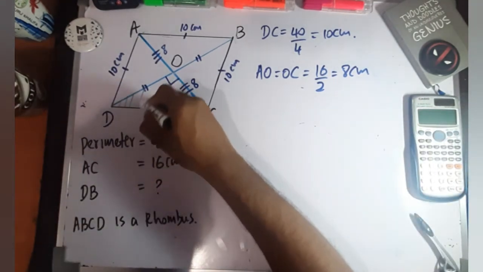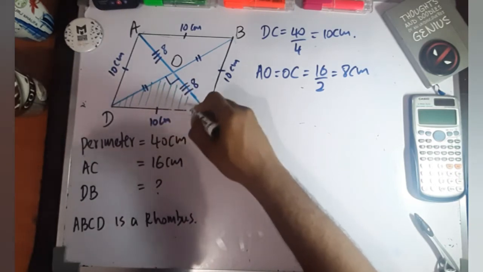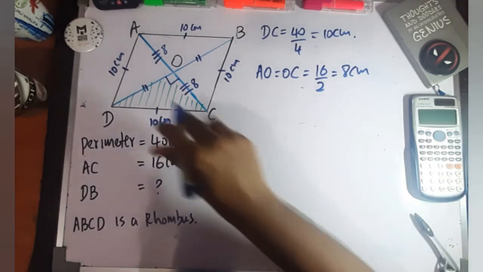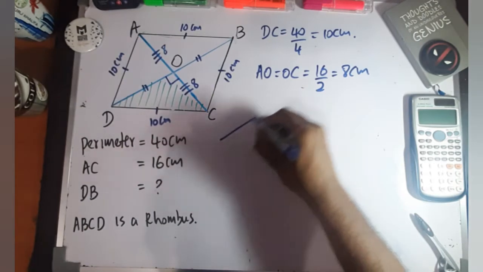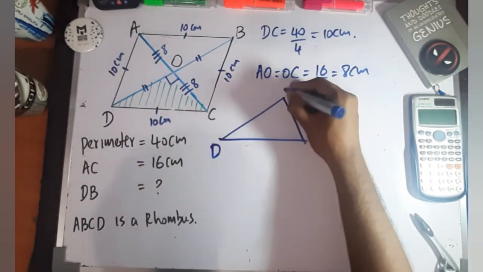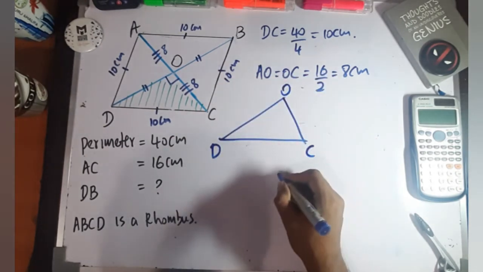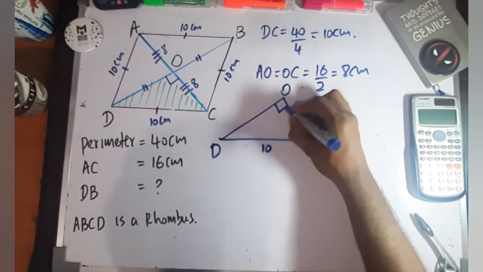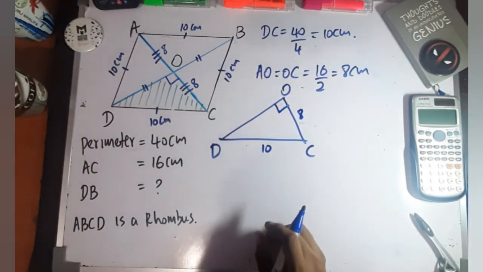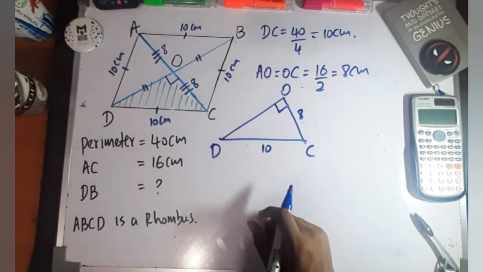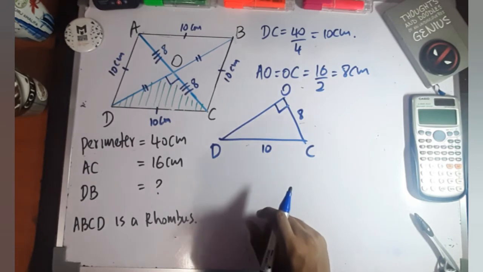Children, look at this triangle carefully. By now, some of you would have figured out where this question is heading to, and in case you did not realize what's going on, let me draw that triangle separately. So it is a triangle like this, D, O, C, and we know this is 8, we know this is 10, and we know this is a right angle. At least now you must remember what is the technique we are going to use here. We are going to use the most famous mathematics theorem, that is Pythagoras theorem.